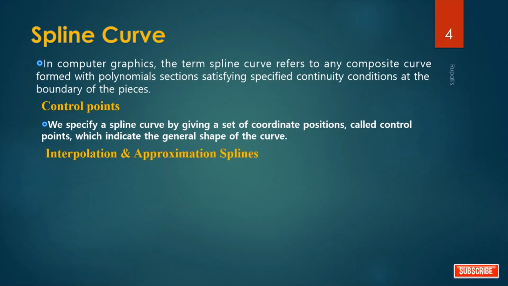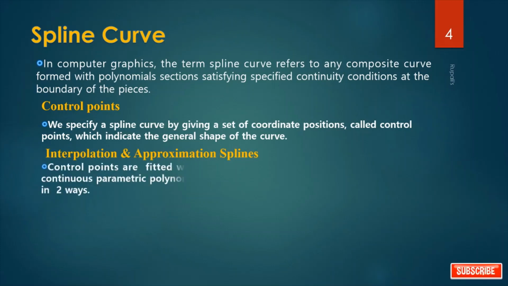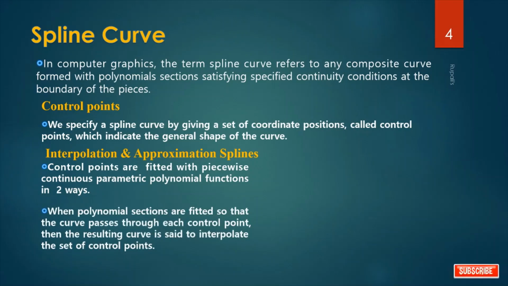See here, there are two types of splines. One is interpolation spline, another is approximation spline. In case of interpolation spline, control points are fitted with piecewise continuous parametric polynomial functions. When polynomial sections are fitted so that the curve passes through each control point, then the resulting curve is said to interpolate the set of control points.